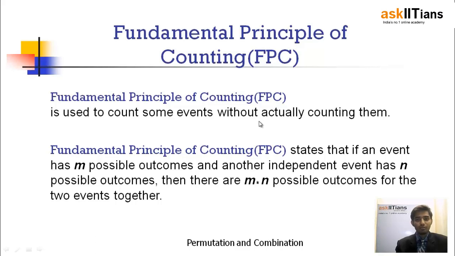Fundamental principle of counting. What exactly is fundamental principle of counting? We will use this fundamental principle of counting to count some events without actually counting them. So if I have an event A whose total possible number of outcomes are m, and if I have another event B whose total possible number of outcomes is n, then the number of ways in which both the events can occur together is simply given by m cross n. Okay, m into n.